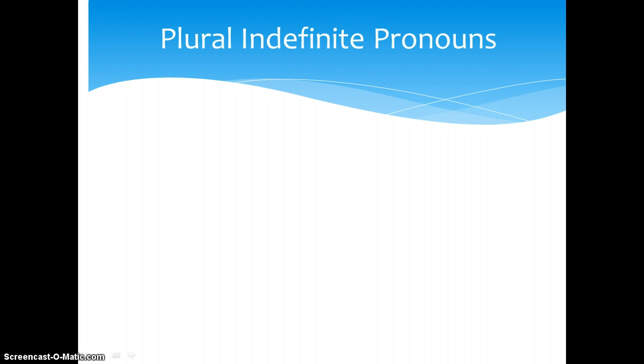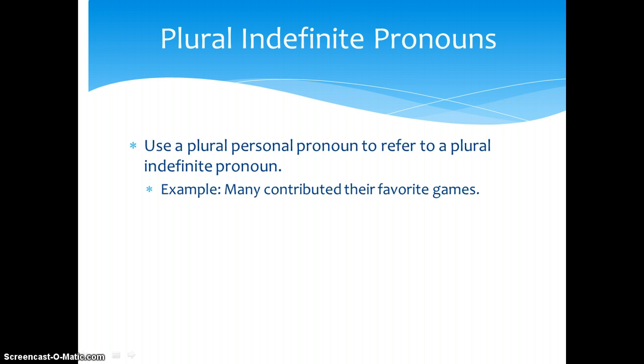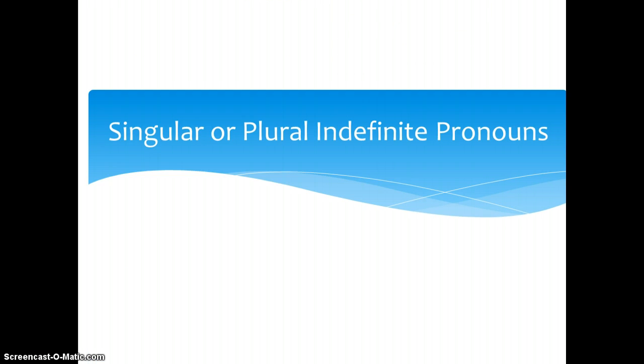Plural indefinite pronouns. Use a plural personal pronoun to refer to a plural indefinite pronoun. Many contributed their favorite games. So you have many and their. Their refers to many. Many is plural. If you look in the box, many is listed in the plural box.